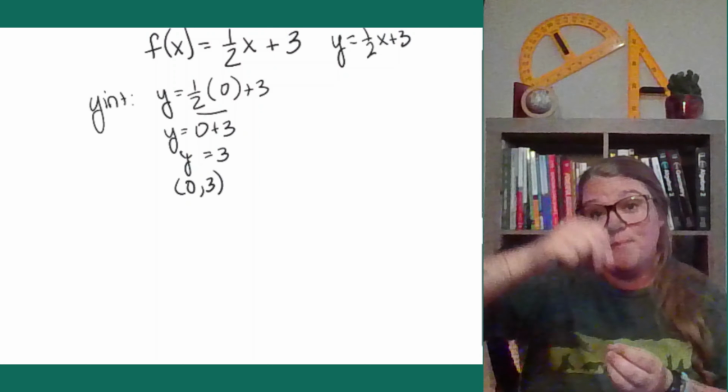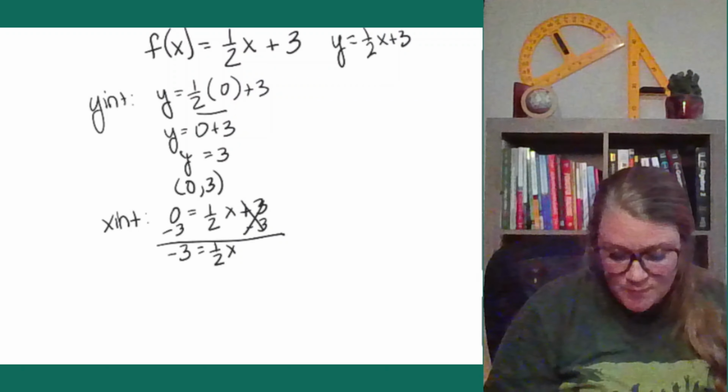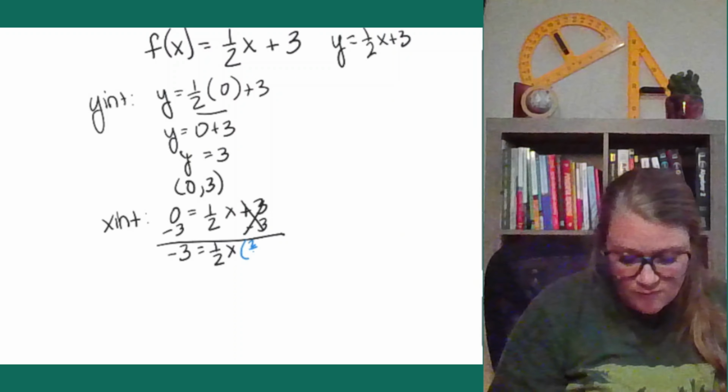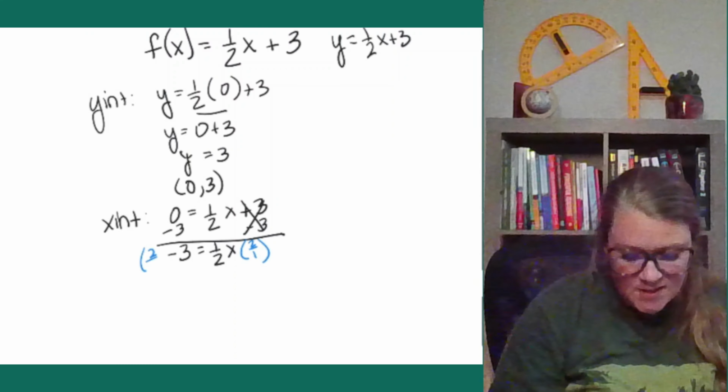So let's start with what we know. I need to get rid of this plus 3, so I'm going to subtract it. Subtract 3 from both sides. This will cancel. Negative 3 equals 1/2 x. Now, I need to undo that 1/2. You could divide by 1/2, but instead of dividing a fraction by a fraction, I think it's way easier to just multiply by the reciprocal. So let's multiply by the reciprocal of 1/2, which is just 2 over 1, on both sides.